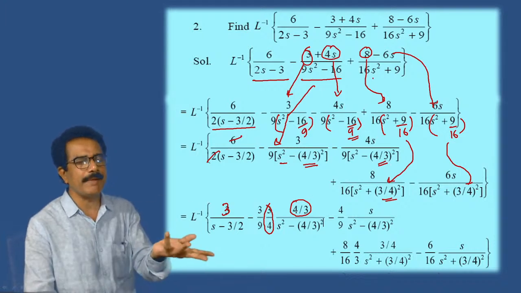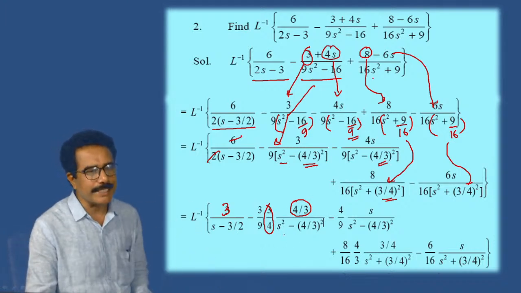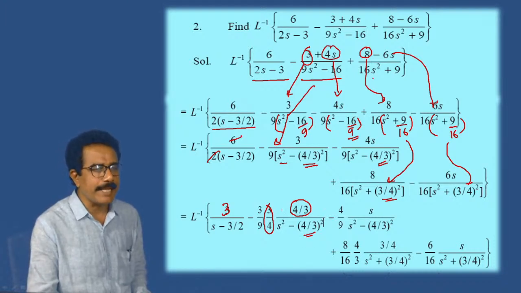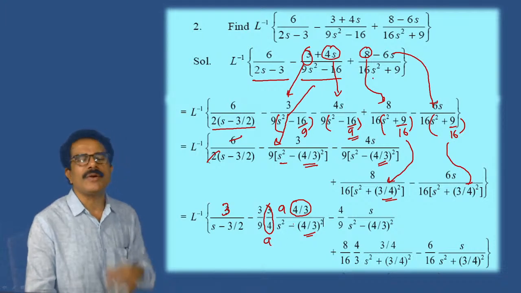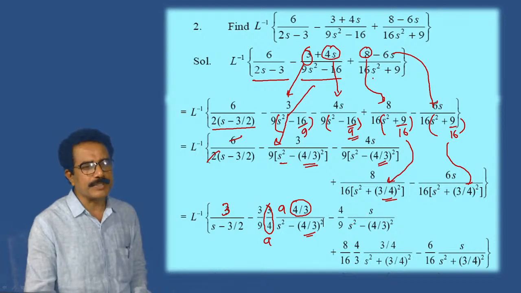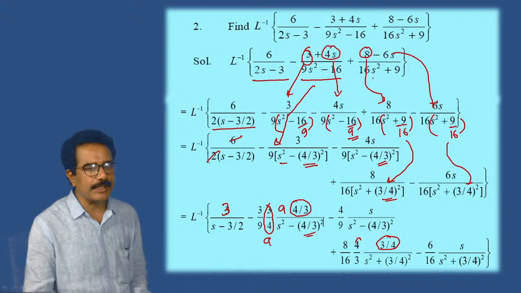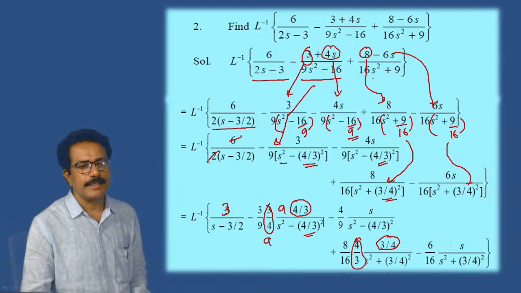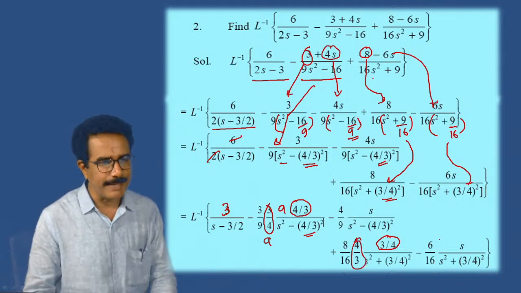Divide and multiply by 4 by 3. So we will get this s square minus 4 by 3 a square, because here is a. So multiply by a and divide by a. Or you can directly use, also you can convert. Same process for this, multiply by 3 by 4, divide by 3 by 4. So we will get this result, okay?